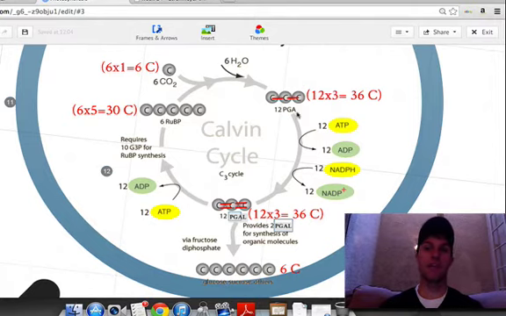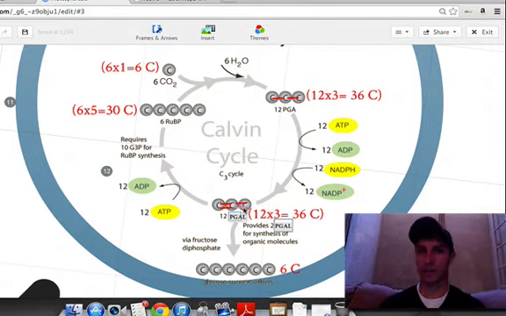Now, to these PGAs, we're going to add that ATP and that NADPH that we made during the light-dependent reactions. What we're going to do is charge these things up and give them double bonds. So we're going to take PGA, add energy to it, and increase the bonding. And so we're going to make 12 what are called P-gals. A P-gal is just a 3-carbon chain with a double bond.